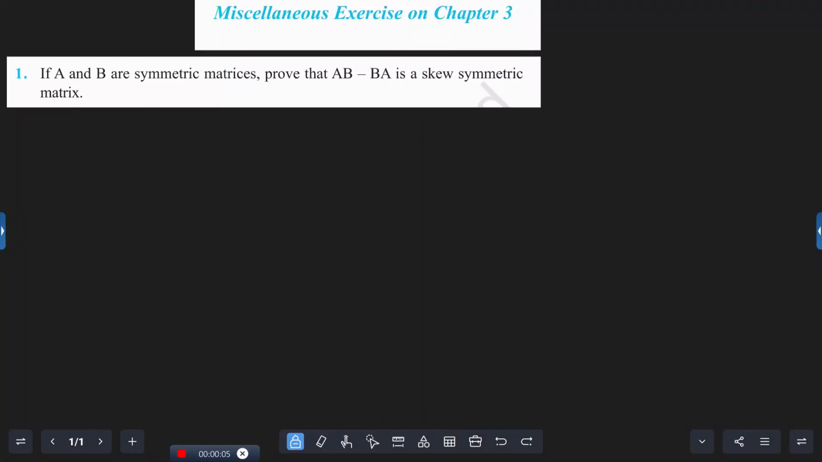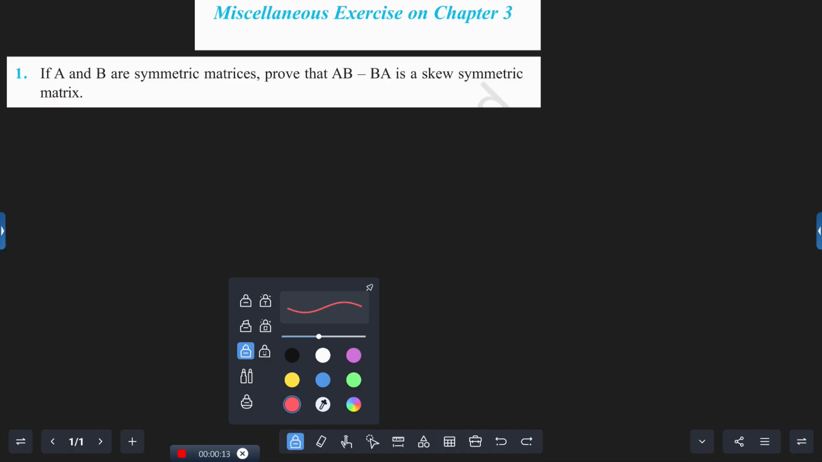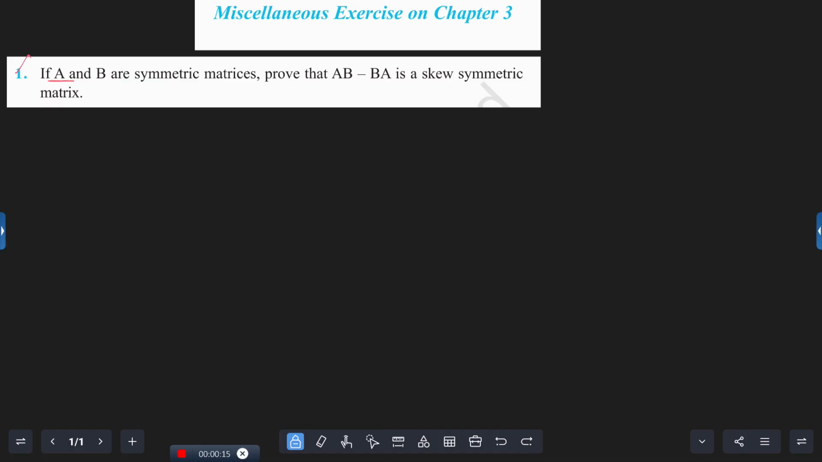Today we are going to see the miscellaneous exercise on chapter number 3, that is matrices. In the matrices miscellaneous exercise, question number 1, what are they telling? A and B are symmetric. Symmetric in the sense that, we know, the transpose of the matrix is equal to the same matrix.